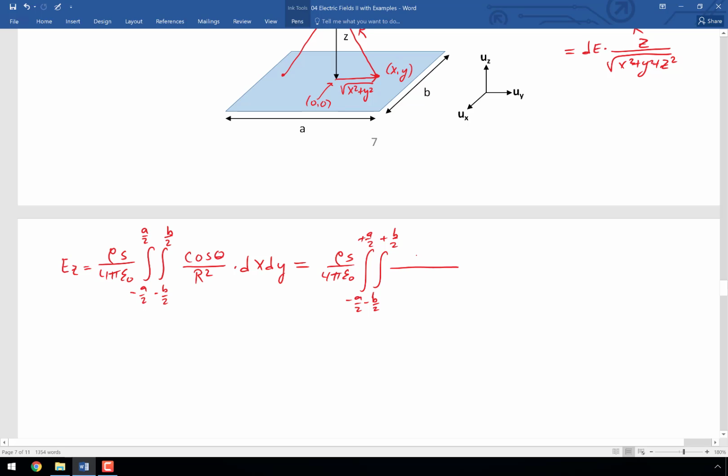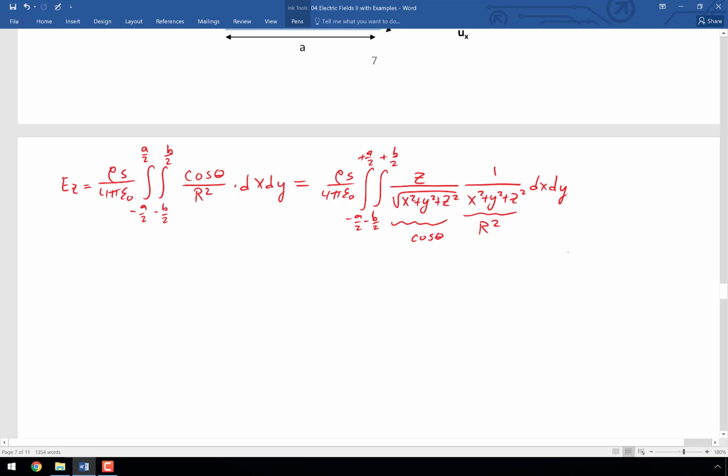This is going to be z divided by the square root of x squared plus y squared plus z squared. This term is cosine of theta. And then I'm going to have just 1 over x squared plus y squared plus z squared, and that is my r squared term, and then I have dx dy. So now I can pull the z out in front, because that is a constant when you think of dx and dy. So I have rho sub s times z divided by 4 pi epsilon 0, double integral, minus a over 2 to plus a over 2, minus b over 2 to plus b over 2, and then dx dy divided by x squared plus y squared plus z squared, all to the 3/2 power.